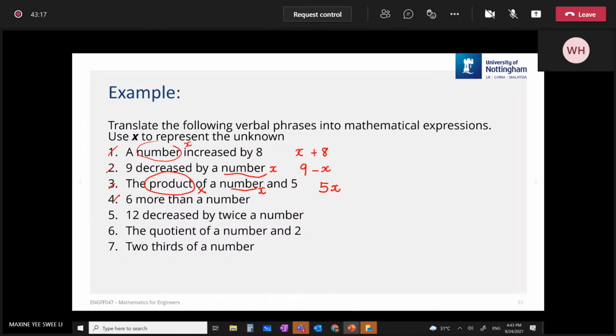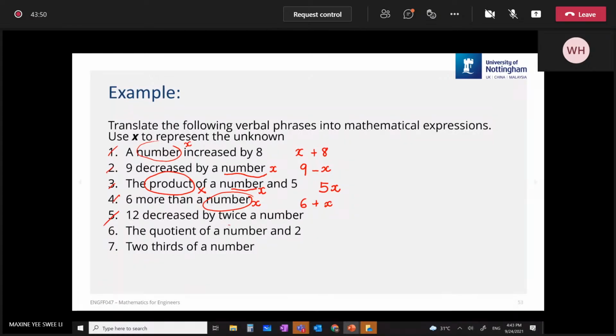Next, 6 more than a number. Again, here you use x to represent it. 6 more than x. How do you write it using the symbols? 6 plus x. Moving on. 12 decreased by twice a number.